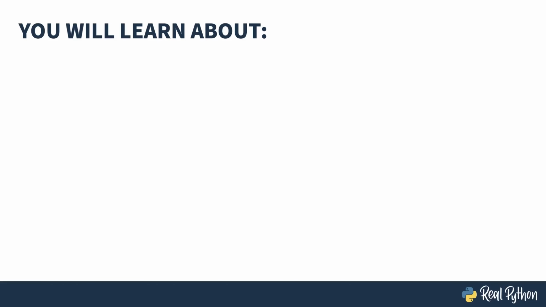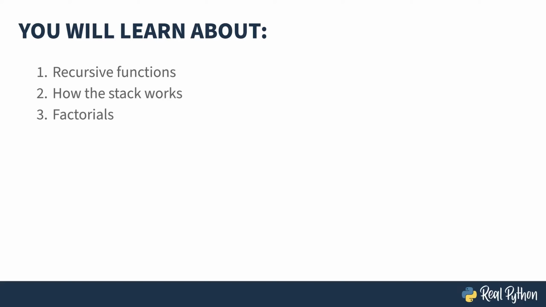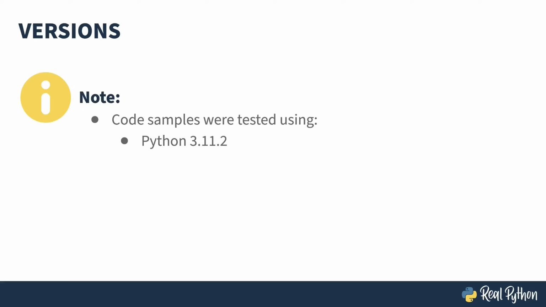In this course, you will learn about recursive functions, how the stack works, factorials, traversing trees, and quicksort. Nothing in this course is very version specific. There are a few F strings kicking around, but besides that, all the code would even work in Python 2. The code in this course was tested using Python 3.11.